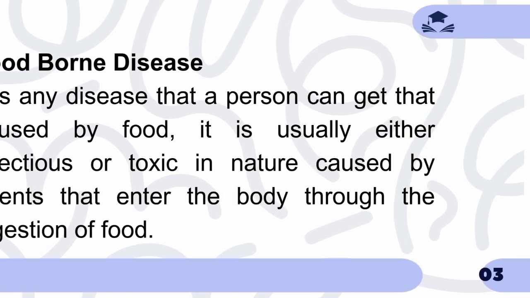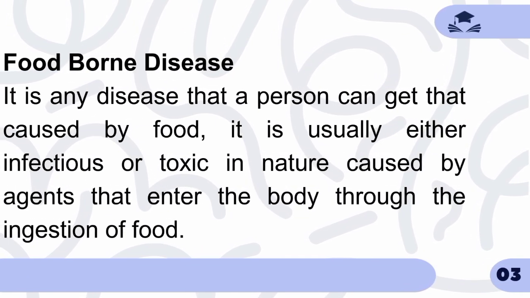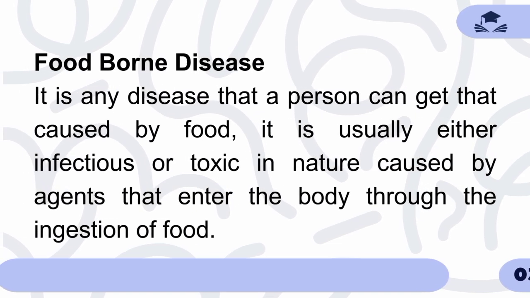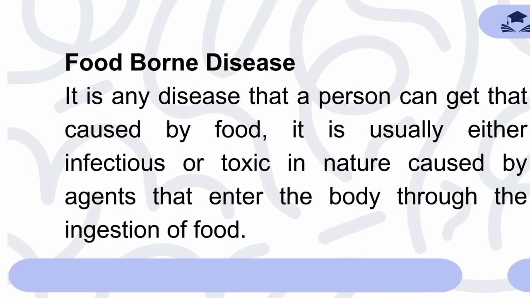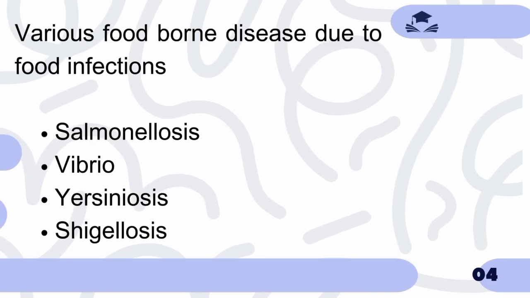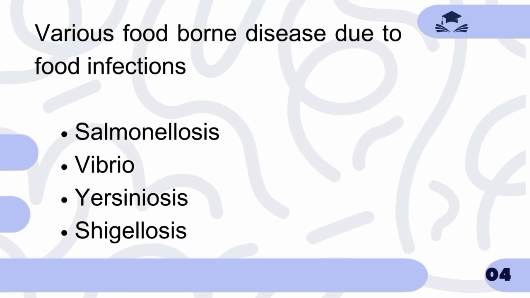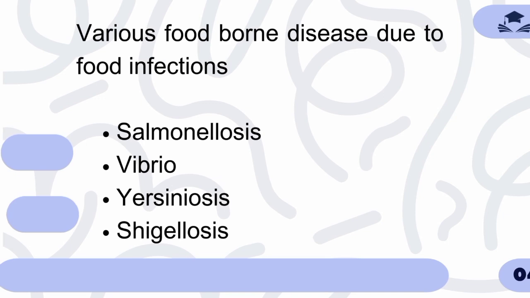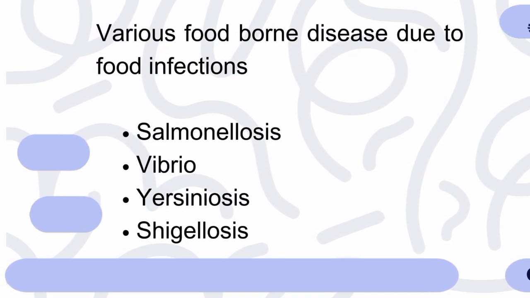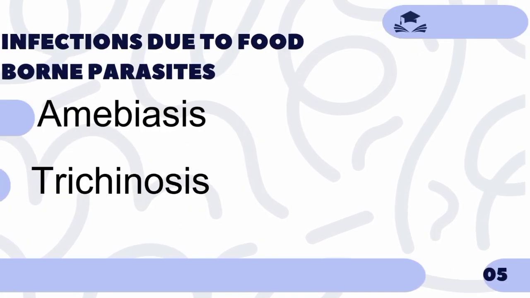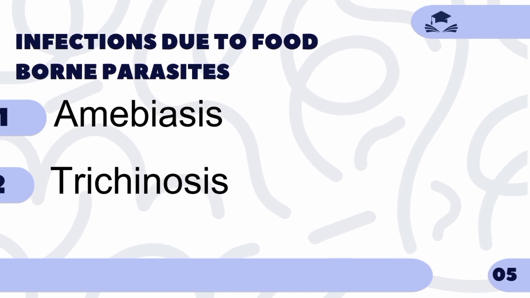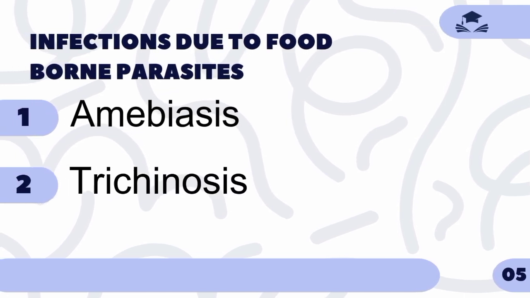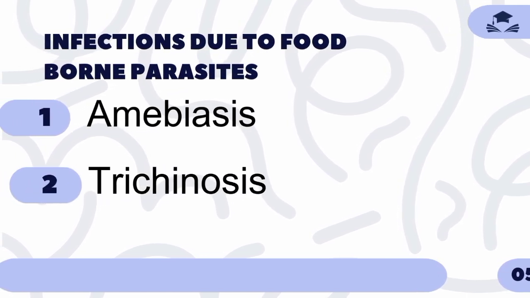Foodborne disease. It is any disease that a person can get caused by food. It is usually either infectious or toxic in nature, caused by agents that enter the body through the ingestion of food. These are the various foodborne diseases due to food infectious: salmonellosis, Vibrio, Yersiniosis, and Shigellosis. These are also the infections due to foodborne parasites: 1. Amoebiasis, 2. Trichinosis.